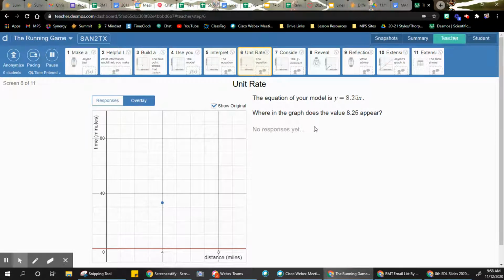Okay, so the equation of our model is 8.25. Where in the graph does the value 8.25 appear? Well, let's see. If we were to put that on our graph again, we said 8.25 and 1, then 16.5 here, and then 24.75. So where does the 8.25 appear? What do you guys think? Where does it appear? Go ahead and type it in.